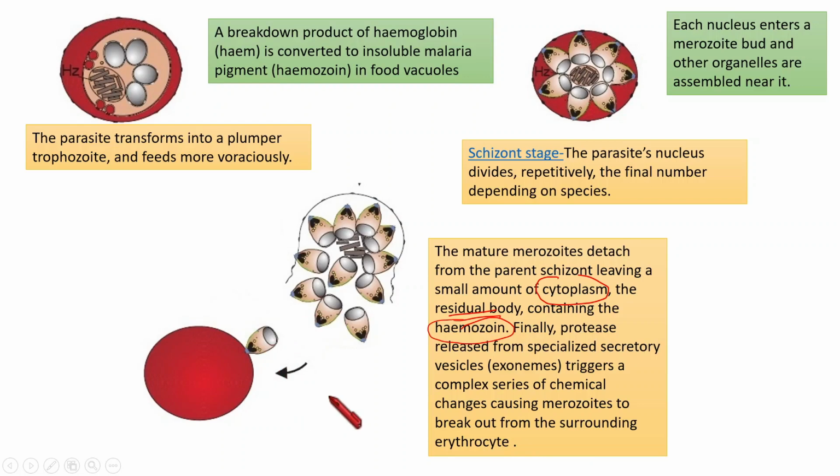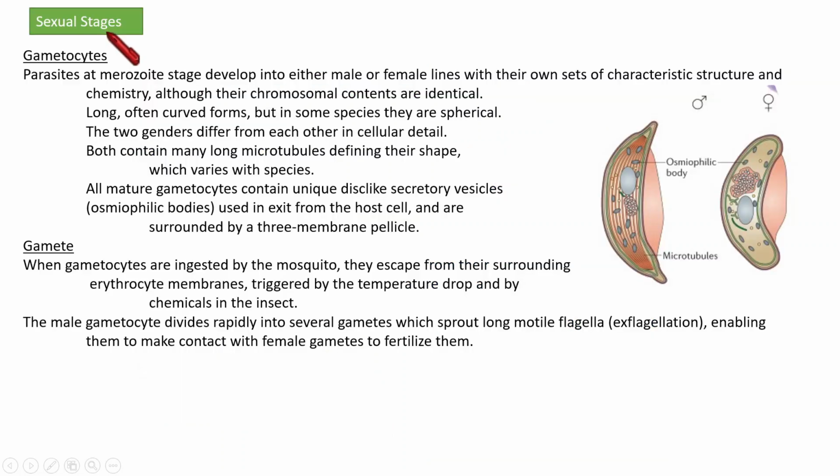Okay, that's about the changes that happen to that merozoite after invading the erythrocyte. Next, we are going to see the sexual stages that happen inside the mosquito. First, we need to learn about the gametocytes.